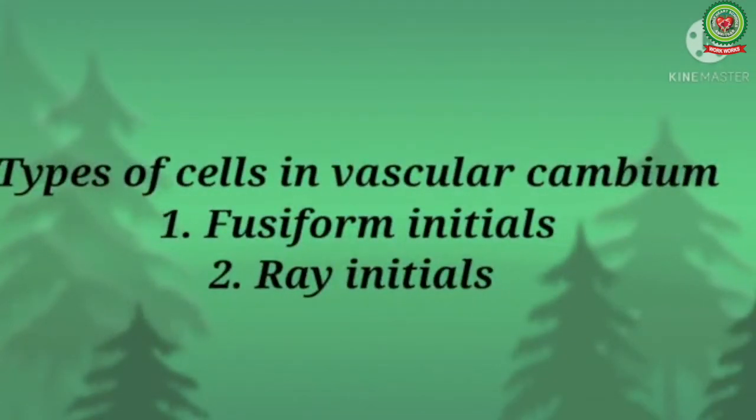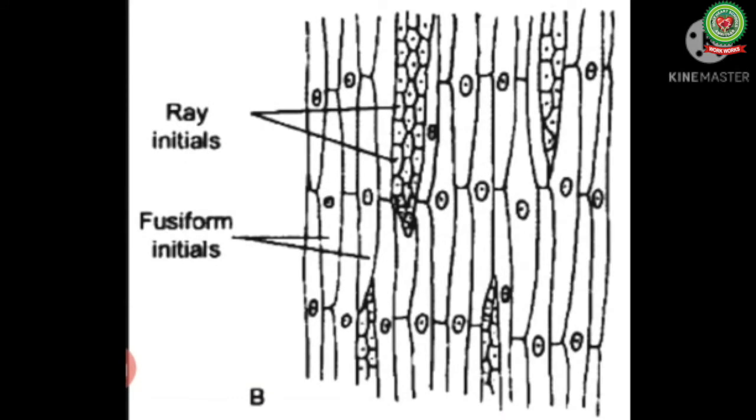Actually, vascular cambium consists of two types of cells, fusiform initials and ray initials. Fusiform initials are the narrow, elongated cells that divide to form inner cells and outer cells. The inner one gives rise to secondary xylem and the outer one to secondary phloem. Whereas ray initials are spherical cells which divide to form parenchymatous cells which give rise to rays in between the neighboring xylem and phloem.